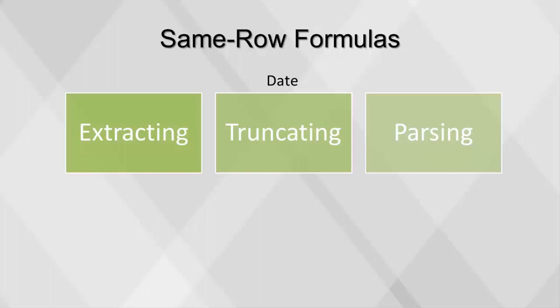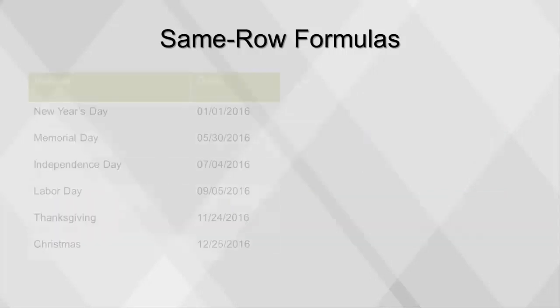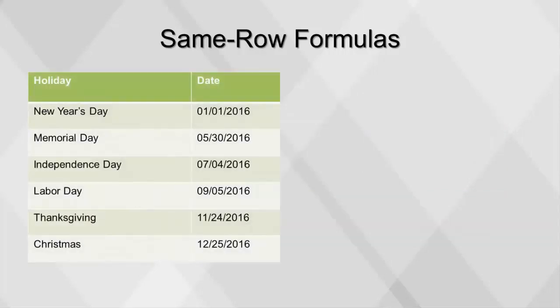The most heavily used date functions are today, used to get today's date, date part, used to get a part of a date, for example, getting the month of date will return the numeric value of the month, date truncate, which will return a date value at the beginning of a period specified, for example, truncating a date at the month level will return the first day of the month for the date, date add, which will add or subtract a certain number of periods to a date, and date difference, used to calculate the number of periods between two dates. This table contains the major holidays for 2016. For each date value, we can extract other features.